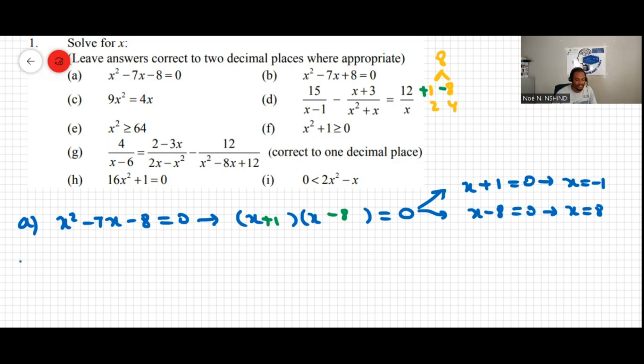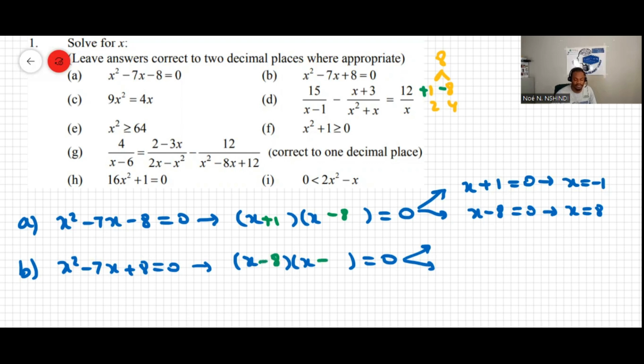Okay, now B, we have x squared minus 7x plus 8 equals 0. There we also have 2 solutions. Now we're going to ask ourselves, what are the factors of 8 that can make -7? There must be a -8 and +1. So this will be x minus 8 equals 0, which means x is 8, or x minus +1 is 0, which means x is -1.